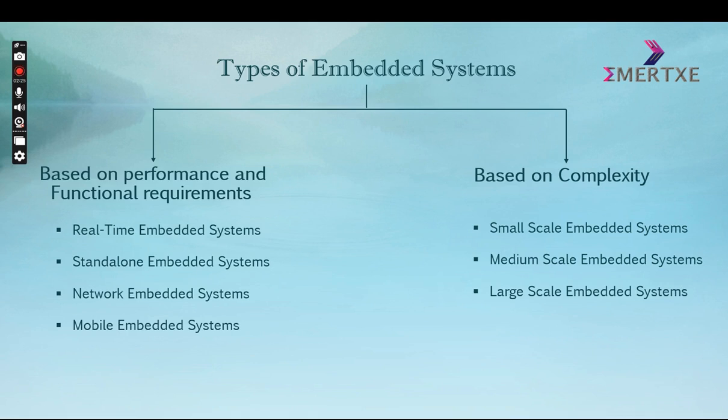The second one, based on complexity, the embedded systems are divided into three types. First one is small scale embedded system, second one medium scale embedded system, third large scale embedded system.